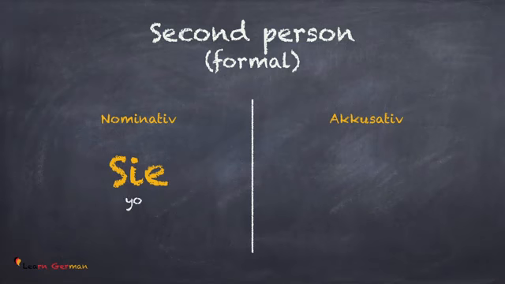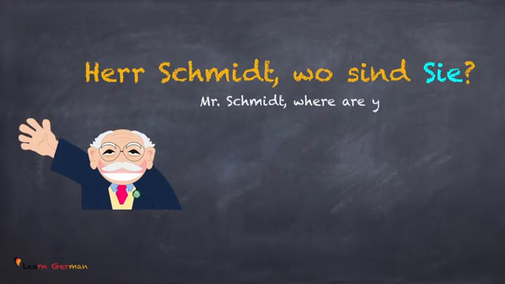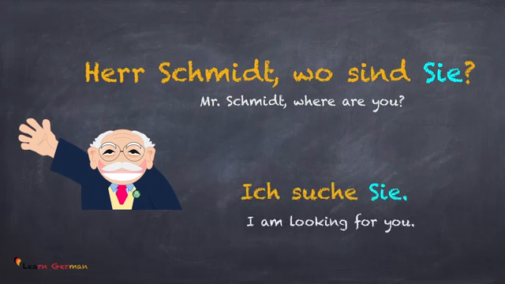Let's move on to the next one. Second person formal Sie. In accusative, it's the same, Sie. Let's look at an example. Herr Schmidt, wo sind Sie? Ich suche Sie. In this case, ich is my nominative subject and Sie is the accusative object. Sie is used as the accusative form for Sie. This one is pretty easy to remember as both the forms in nominative and in accusative are the same. What is more important to remember is that since it's a formal situation, you would use Sie with a capital S.